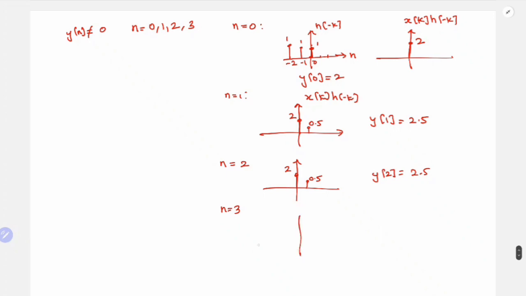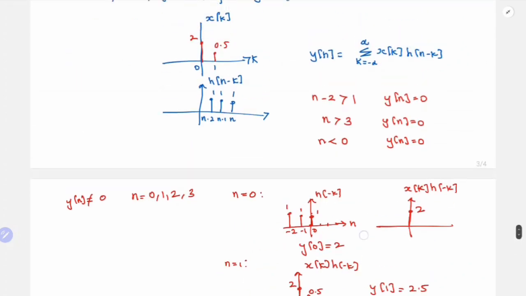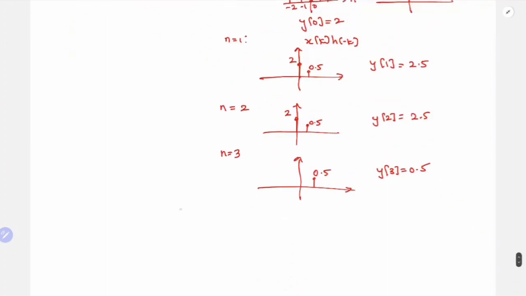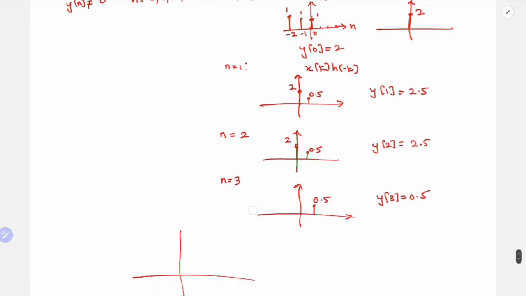So for n equal to 3, what happens? So your h of n minus k starts from 3 minus 2, 1. So 1, 2 and 3. So only this 0.5 will remain. So my y of 3 will be 0.5. So once you find this, you can plot. So you have 2, 2.5, 2.5, 0.5 and 0. So 0, 1, 2, 3. This will be your y of n.